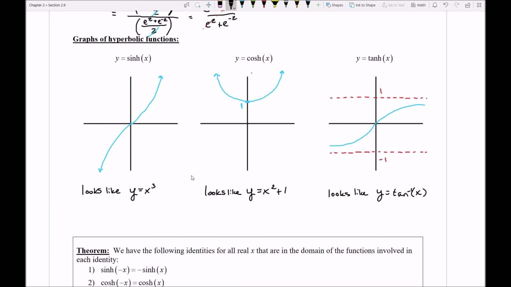In the next video, we'll take a look at some interesting identities that can be formed with these new hyperbolic trig functions.